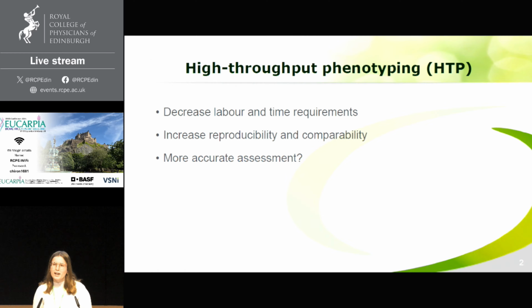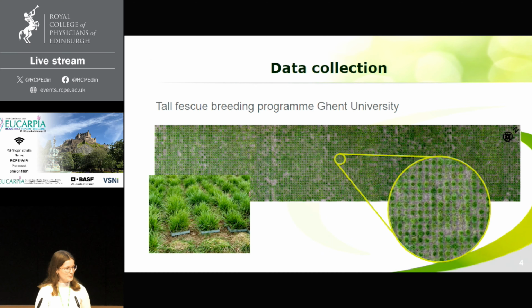So as we've heard this morning, high-throughput phenotyping can have some advantages over traditional phenotyping. For example, it can decrease the amount of labor and time needed to phenotype a field. And in the case of visual traditional phenotyping, it can also be a little bit less objective. So a high-throughput phenotyping approach can be more objective, which can increase the reproducibility and comparability of assessments. But what I wondered is whether these high-throughput phenotyping assessments could also be more accurate for certain traits.